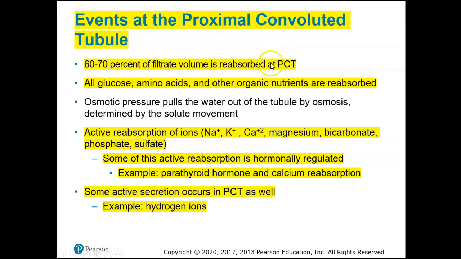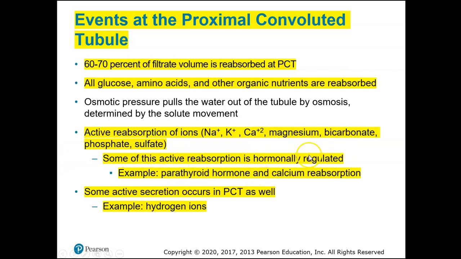And most of that is at the level of the PCT. Okay, so at the PCT, 60 to 70% of the filtrate is reabsorbed back into the blood. So 60 to 70% of what was filtered out of the blood is now put back into the blood. All of the glucose, all of the amino acids, and other organic nutrients, I guess like fatty acids, are reabsorbed back into the blood because we need those. They're nutrients for a reason. Our cells need those. And then there's active reabsorption of ions like sodium, potassium, calcium, magnesium, bicarbonate, phosphate, sulfate.